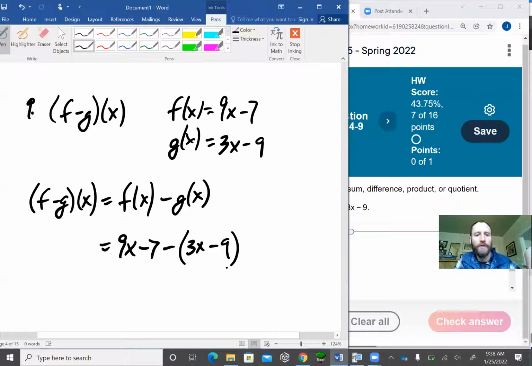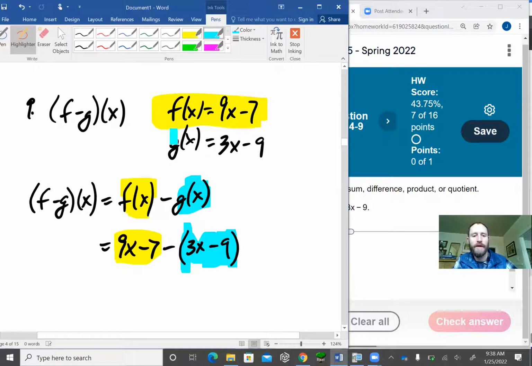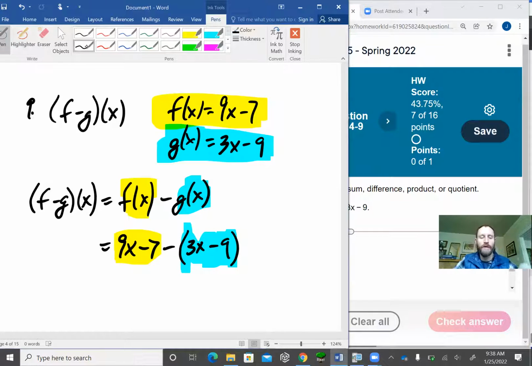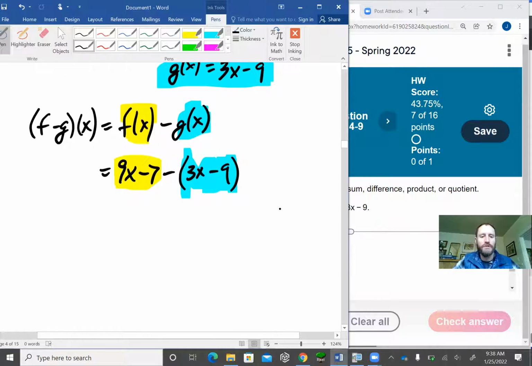Again, hopefully everybody's following along. F of x is this, and that's where I figure out what f of x is. It tells me that f of x is 9x minus 7. And then the minus comes from it asking me for f minus g of x. Then the formula for g of x, g of x is this, and that came from here. I know sometimes that's confusing. People wonder, where did the two formulas come from? Well, they give you the formulas in the problem. So just a little extra help there if anybody's feeling confused.